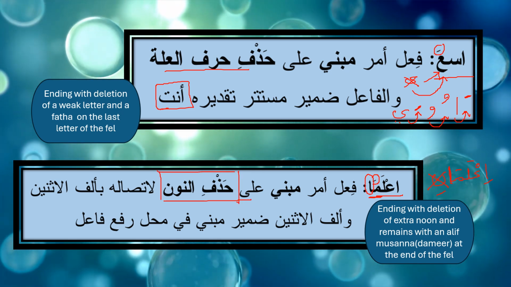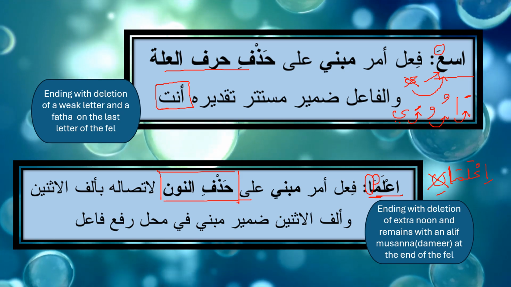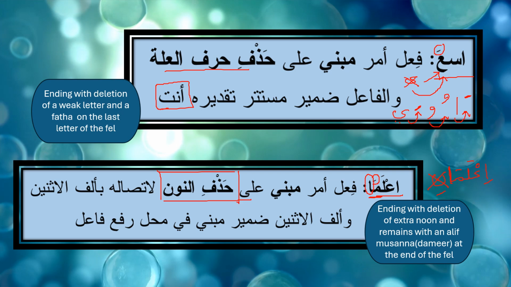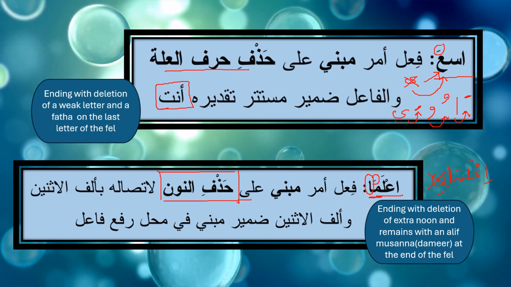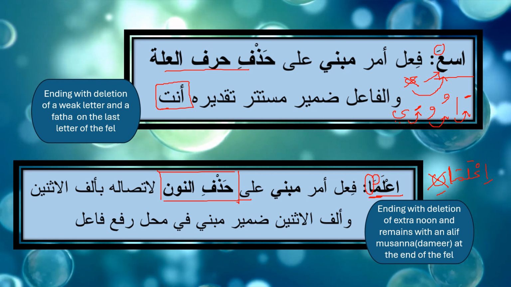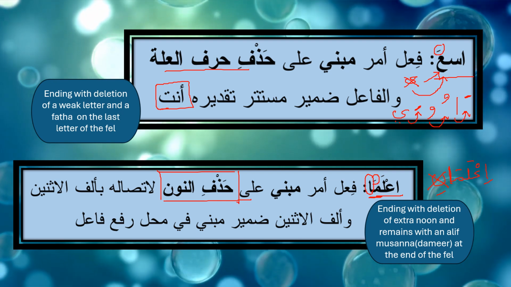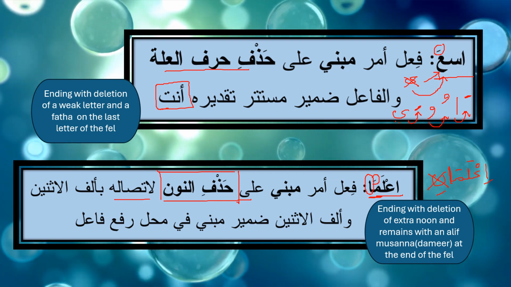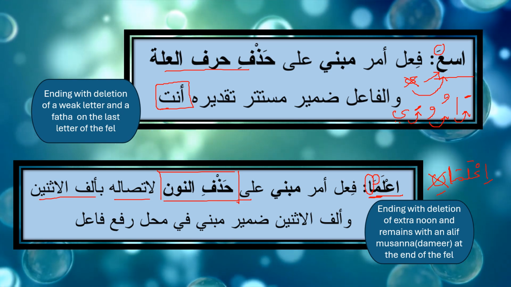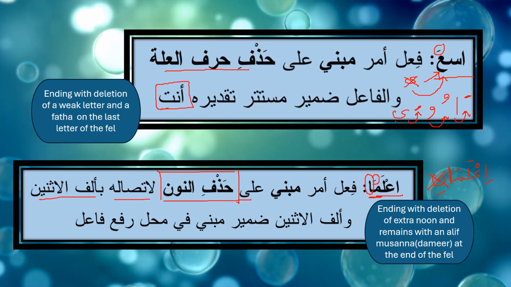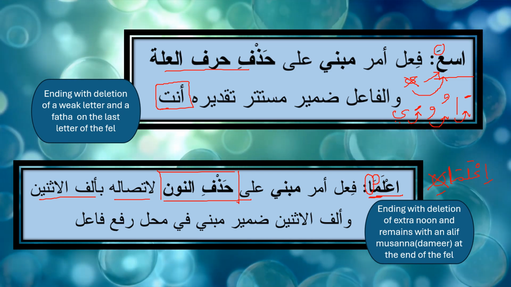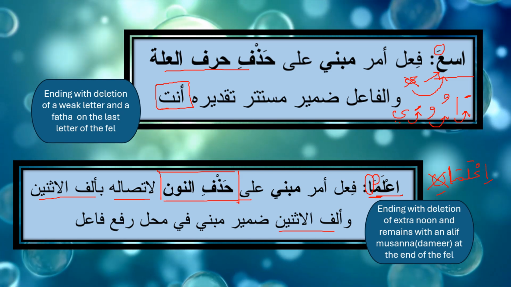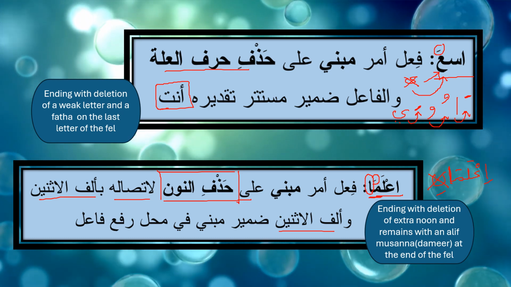So this is the most important point in the i'rab. Whenever you do the i'rab for the fi'l amr, remember what has been done with the verb. So here in case of af'al al-khamsa, it is mabni ala hadhf an-noon, meaning the extra noon has been deleted, but it is still joined, muttasil, with the alif damir, alif of muthanna, alif al-ithnain or alif al-muthanna, anything you can say, damir mabni. It is a damir mabni and it is in the position of fa'il.